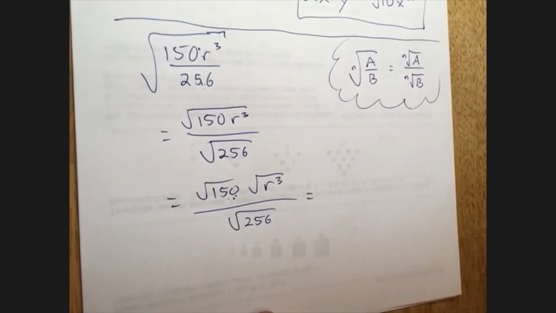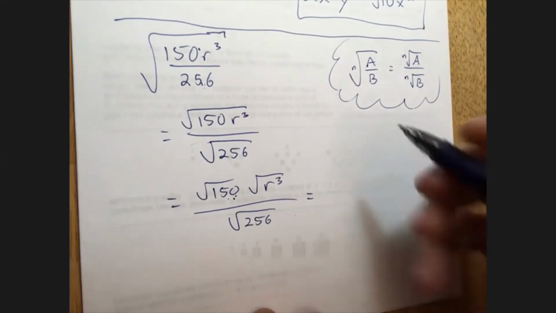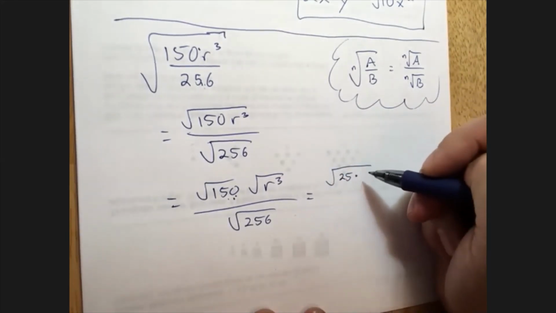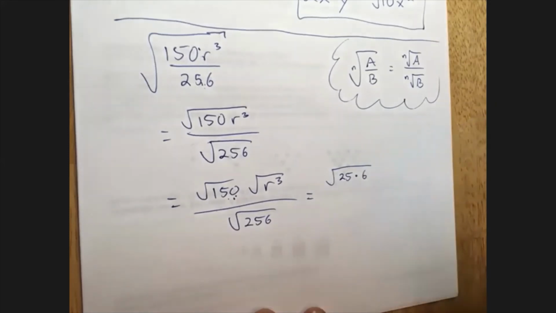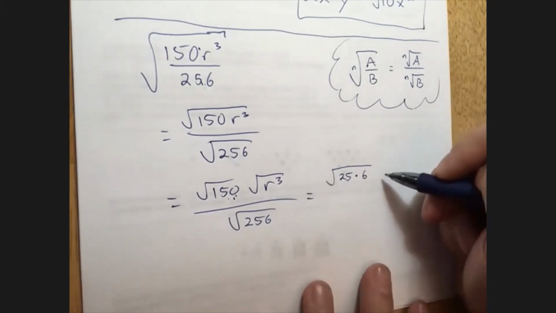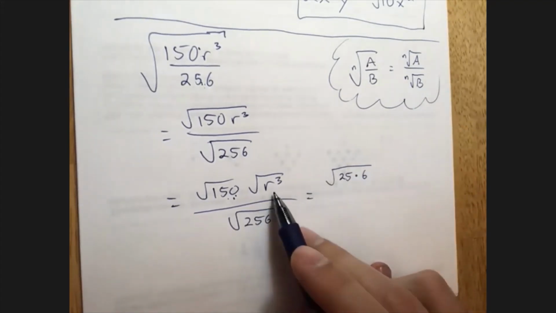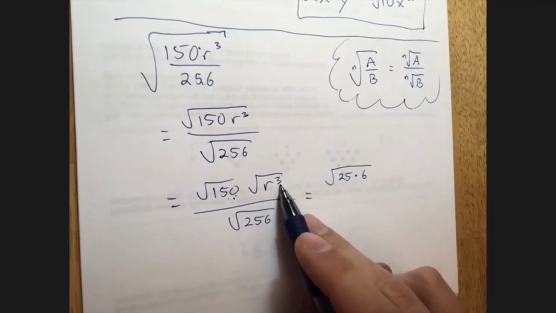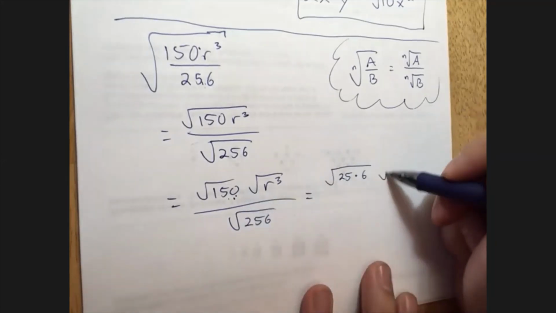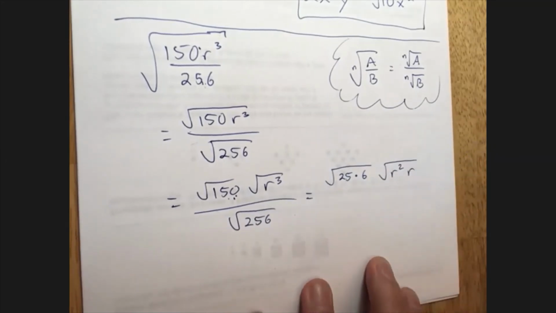Thinking 25. 25 times 6 is 150. And 25 is the largest perfect square factor we can come up with. And like I said, you can do that tree thing to break it down and you'll find this. What about this guy? Well, I need to find the largest number less than 3 that's divisible by 2. Well, that's just 2. R squared times r.